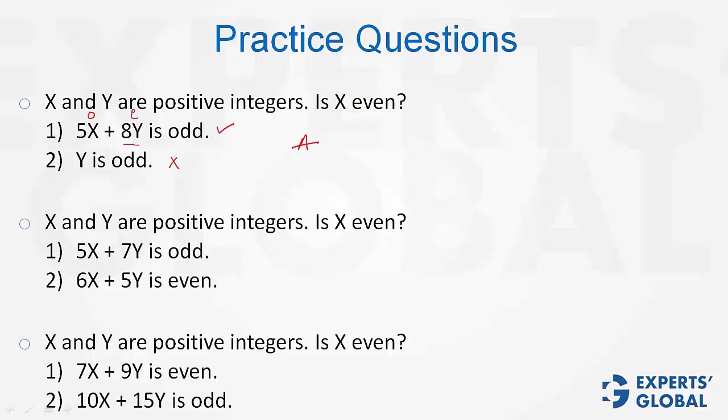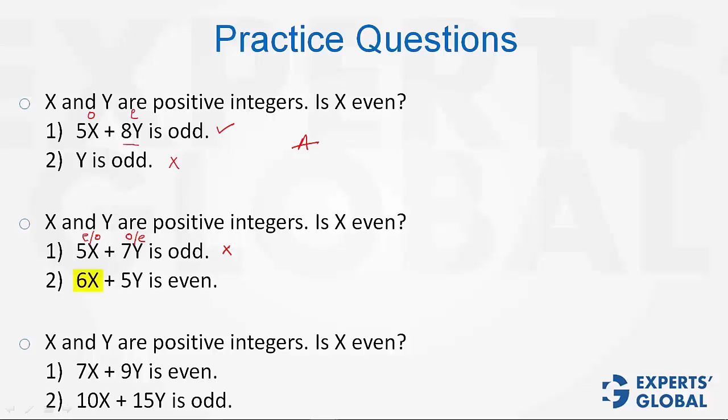Look at the second question here. 5x plus 7y is odd. That means either the first term is even and the second term is odd, or the first term is odd and the second term is even. But definitely one term is even and the other is odd. We cannot be sure whether x is even or odd. Not sufficient. Look at statement 2.